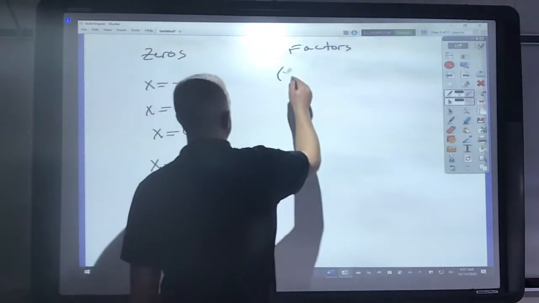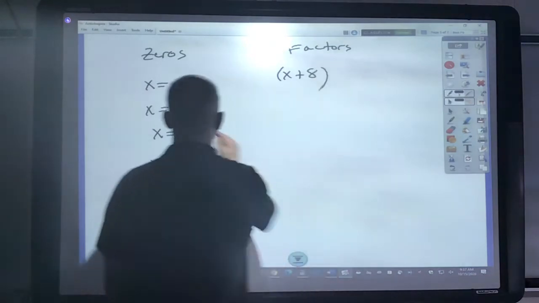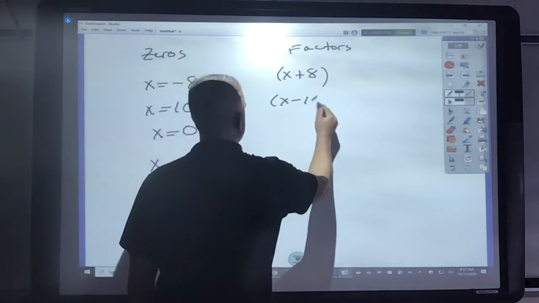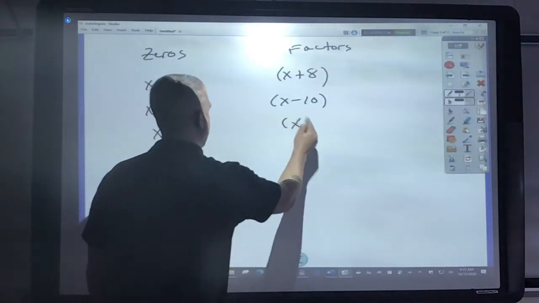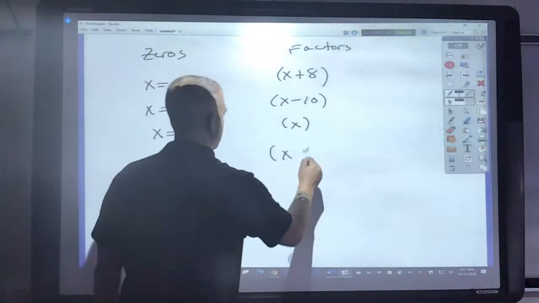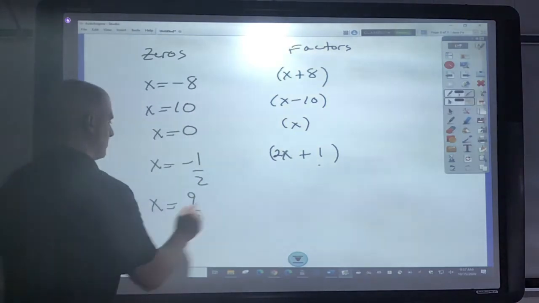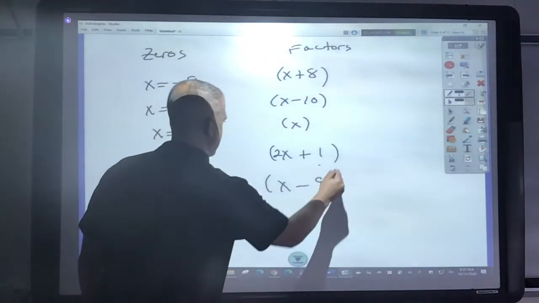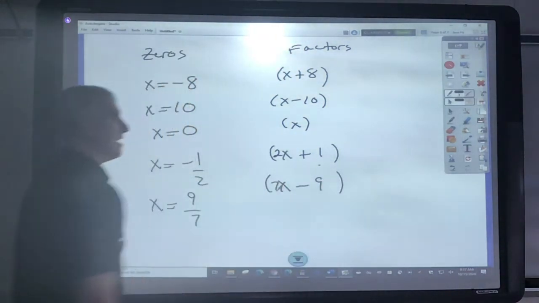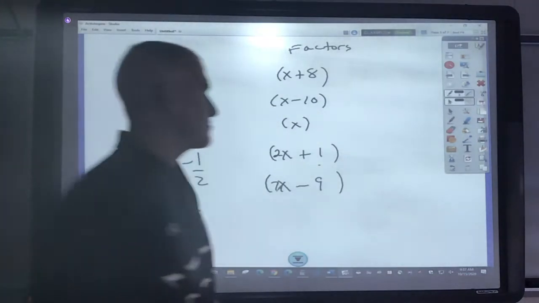So this would be x plus 8. This would be x minus 10. This would just be x. This would be x plus 1. Normally the 2 would be down here, but we're going to move that 2 up. This would be x minus 9. Instead of the 7 being down here, we move that 7 up.